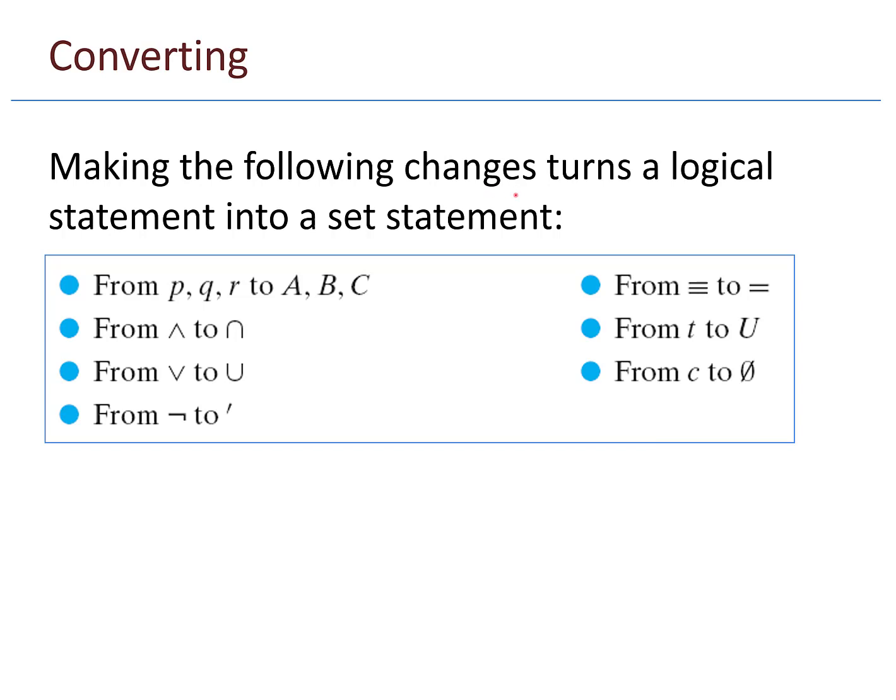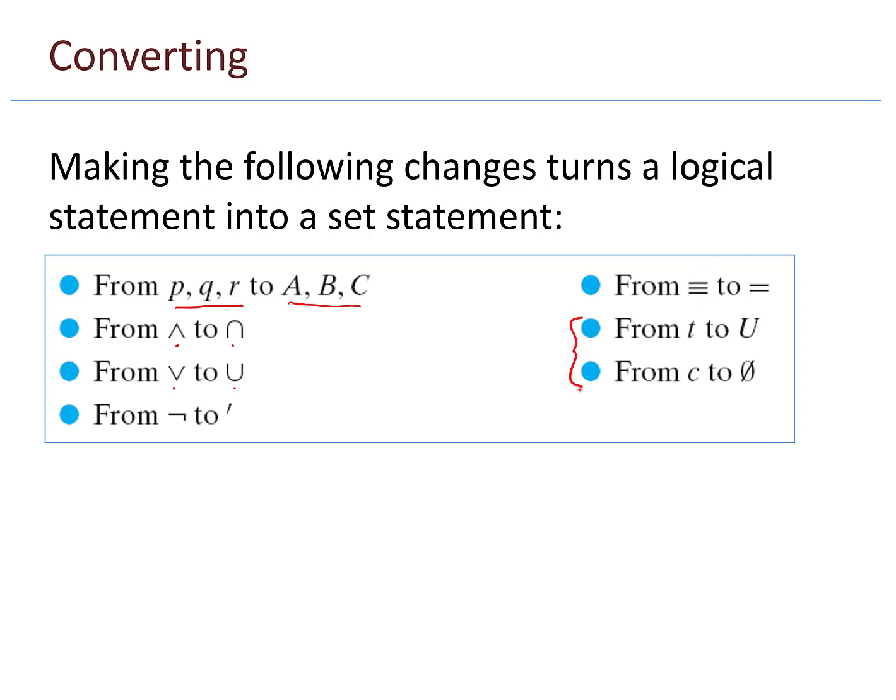Making the following changes turns a logical statement into a set statement. So here's the dictionary. It says if you see P, Q, R in logic, that's like symbols A, B, C in sets. And is like the intersection, or is like the union, negation is like complement. In logic, we might say equivalent, but in sets, it's just equality.